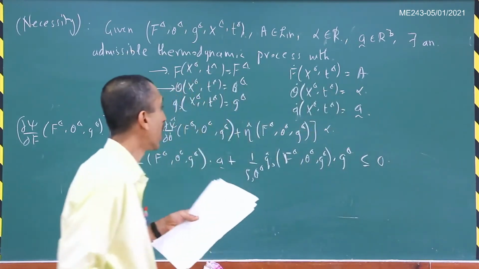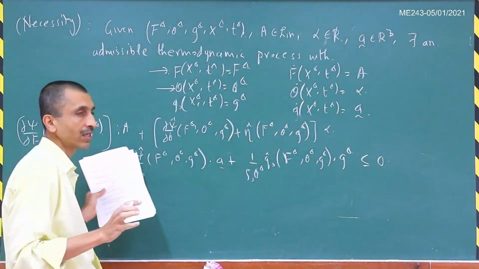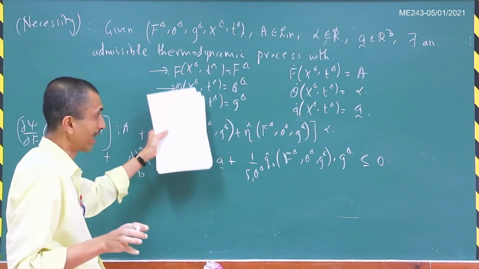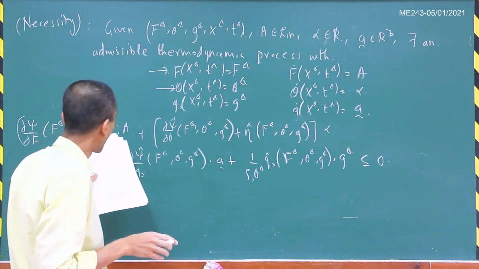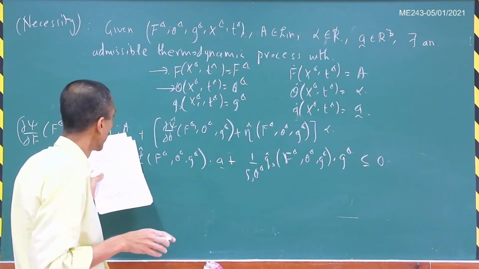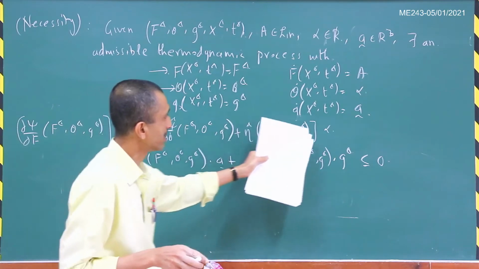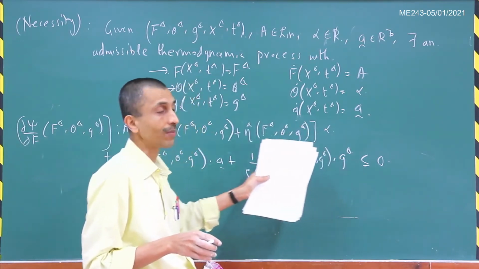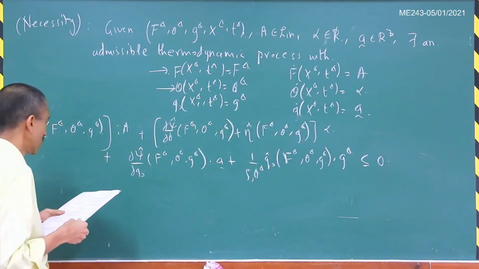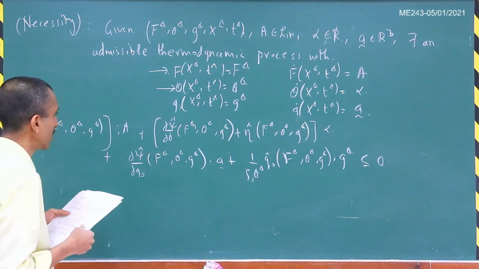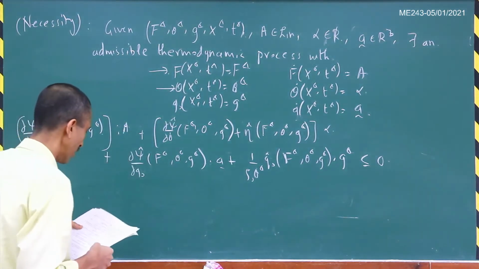So now we are applying the Clausius-Duhem inequality to this particular process that we have constructed, and so we have now got arbitrary values here. This small a is arbitrary, this alpha is arbitrary, and this G delta is arbitrary. And now we will use this arbitrariness in order to show the conclusions in the theorem.